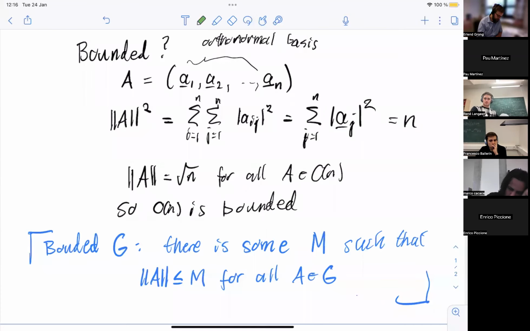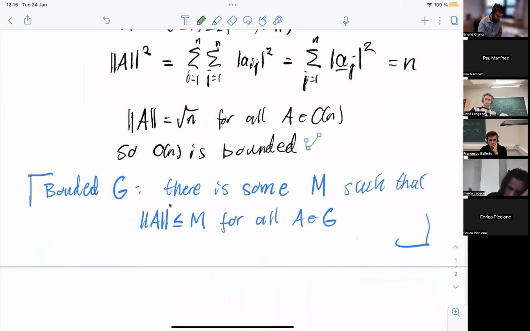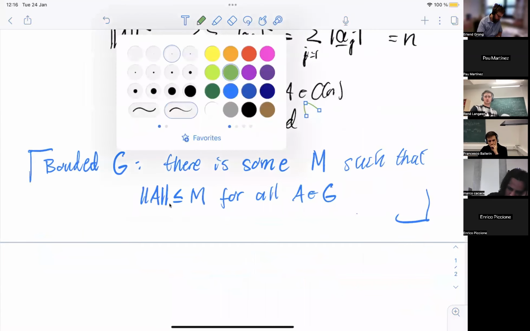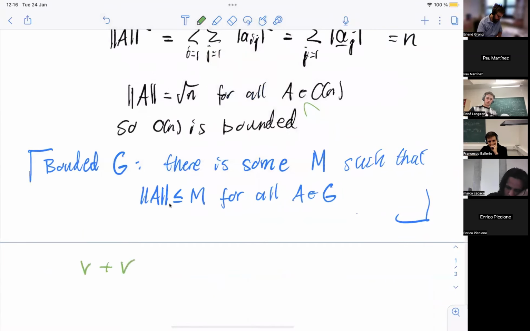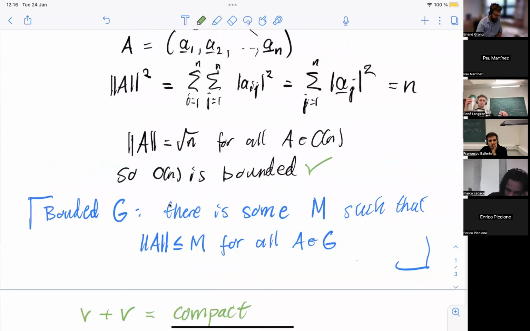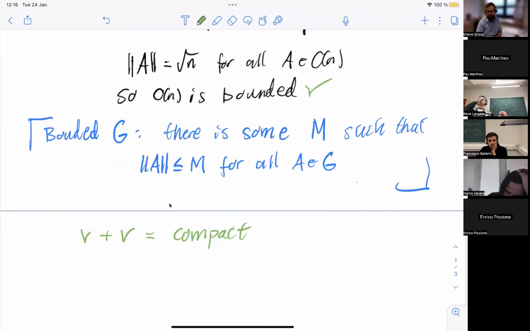So here we have another green check. And we can write check plus check equals compact. These two properties together mean that this is a compact space. And we'll later see that this means that we can average over this space. It means that any function on this space will have a maximum and so forth. I'll pause a little bit.